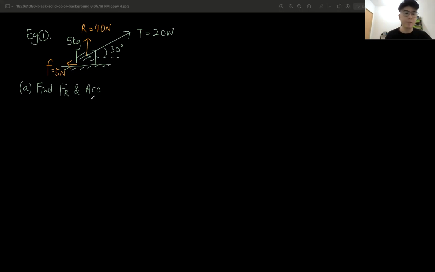Then you calculate the resultant force. Now, how many forces in total? You got R, you got the friction, you got the tension pulling at 30 degrees, and then we have also the mg. I'm just going to use 10, so 50 Newton.